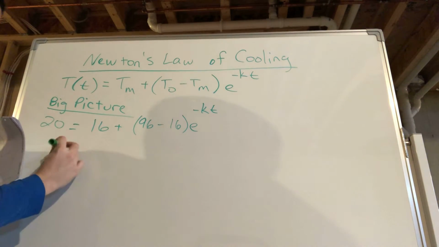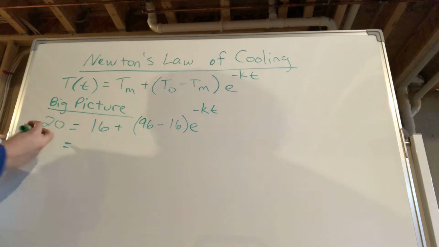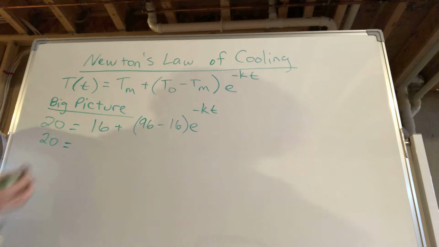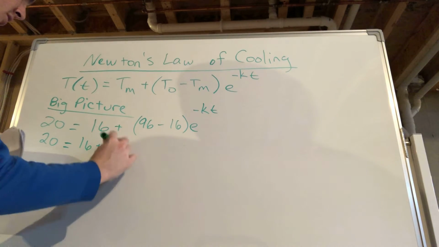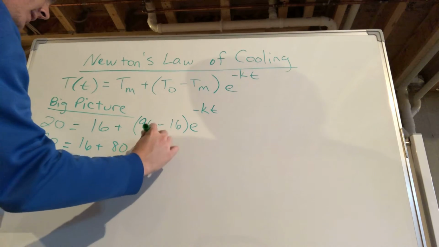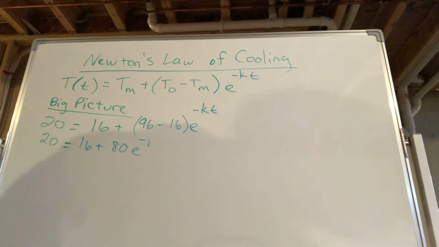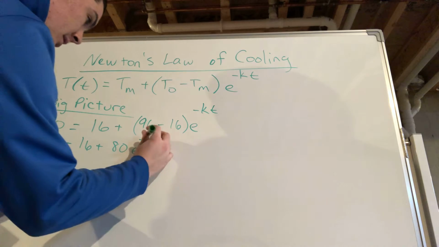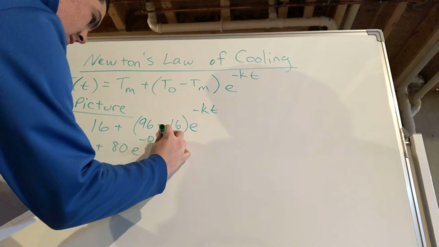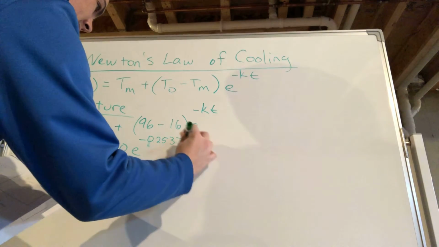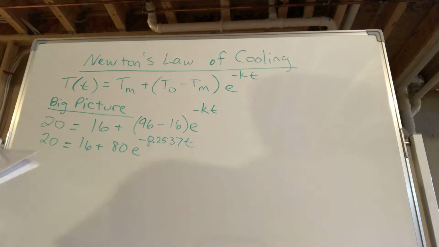By the way, let me simplify first. Hopefully I have enough room here. This would be 20 is equal to 16 plus 80 e to the negative, well, instead of negative k, I'm going to write negative, what was that number? It was 0.2537. And we still have t, so it's negative 0.2537 t. Okay, all right, sounds good to me.